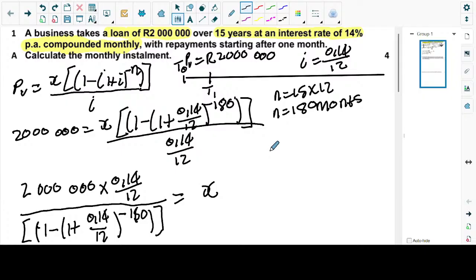So what are we doing? Where are we now? We are at the top part, by which we are divided. We multiplied 2 million with 0.14 all over 12, and then divided with the bigger bracket. So we're trying to get x basically. Yeah, we're trying to get x. Okay, so then we're going to put it on our calculator.